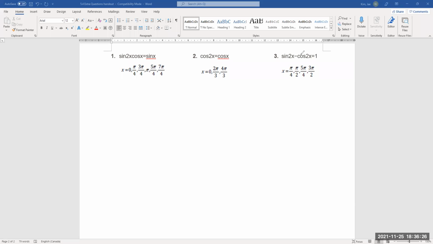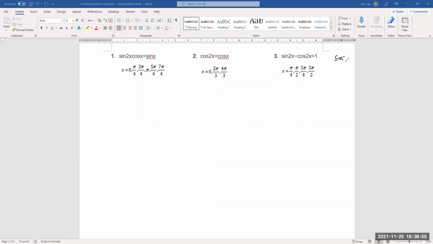So number 3, looking at this, I don't have the answer key next to me, but I thought it would be more pressing to actually get a video out there. Looking at this question, I think the first thing I would do is either try to get all of this into a single trig ratio with the angle 2x, or use some identity to get rid of the 2x altogether. I'm going to fool around a little bit to see.